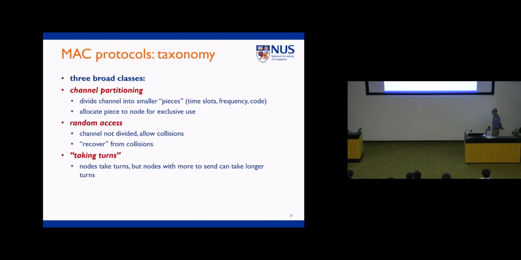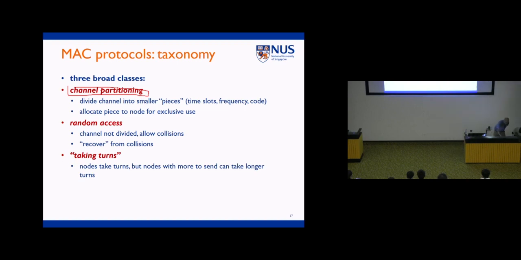Now, in terms of actual protocols, you can break it up into three classes. The first one is channel partitioning. This is something we have seen before in the first set of lectures. In this, whatever resources we have, we break it up into individual pieces, and then we allocate to every user. Time division multiplexing, frequency division multiplexing. We'll come to that.